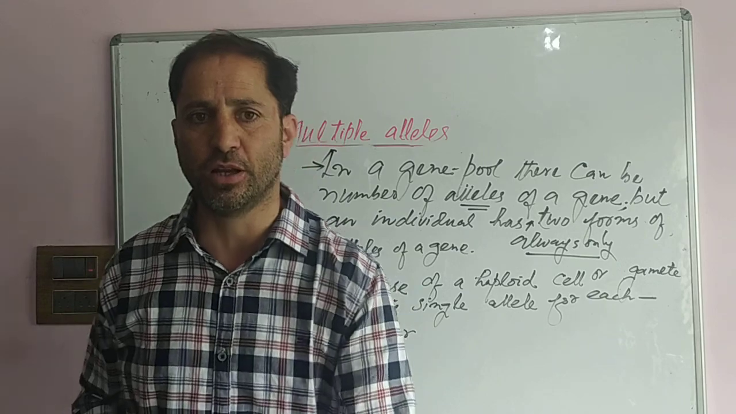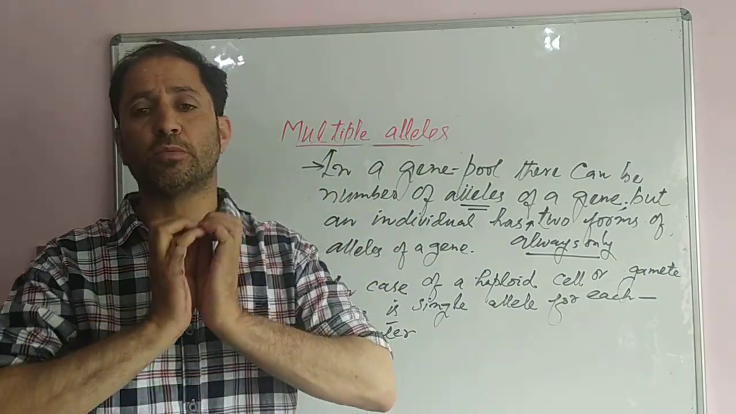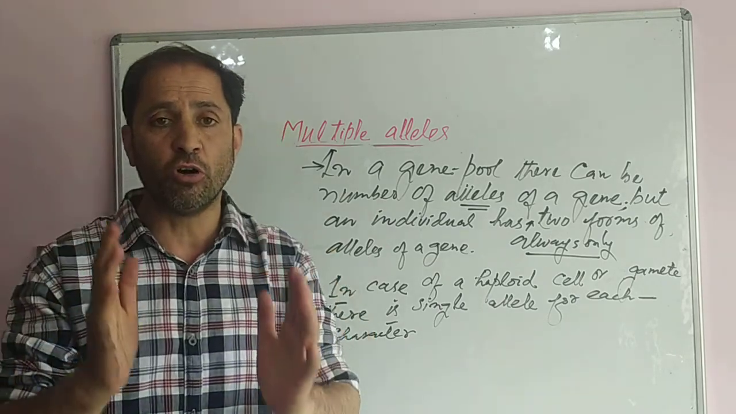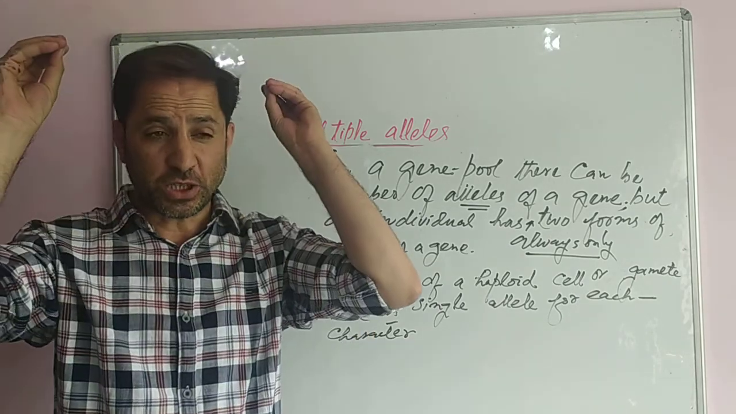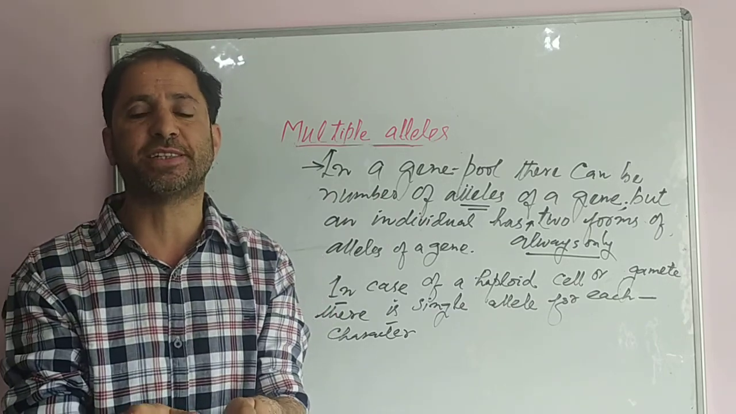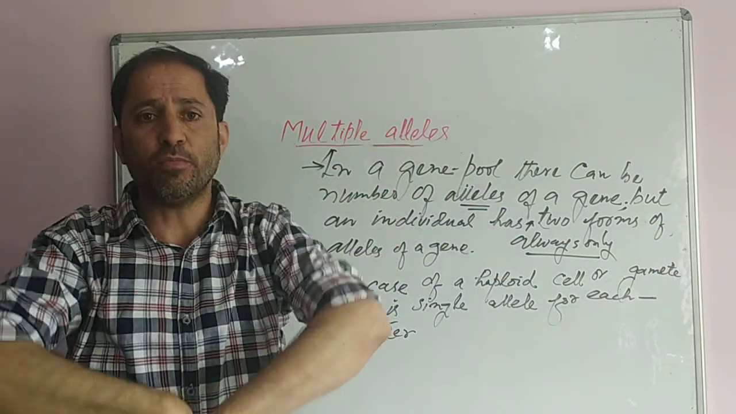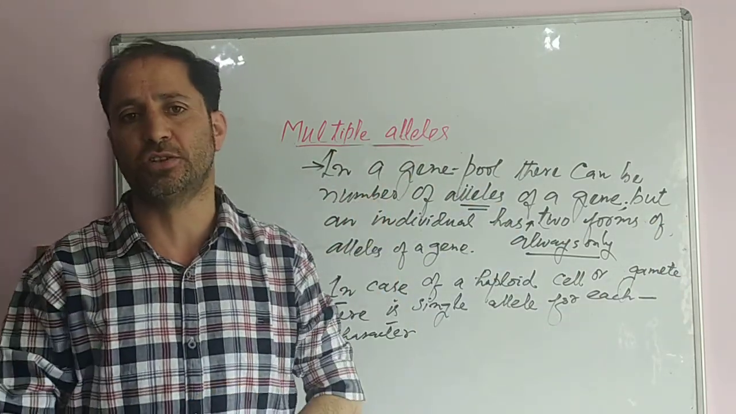What are multiple alleles? Multiple alleles are more than two alternatives of the same gene present on homologous chromosomes, controlling the expression of different phenotypic traits of the same character, showing no crossing over. Inheritance of multiple alleles is called multiple allelism.